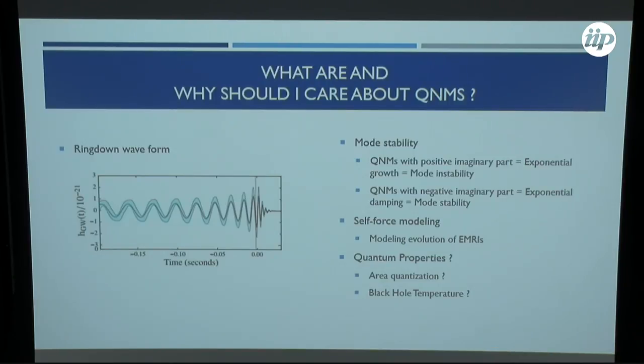The quasi-normal modes are important as well for the modeling of EMRIs, the extreme mass ratio inspirals. And there have been some conjectures about quantum properties of black holes with the quasi-normal modes as well.